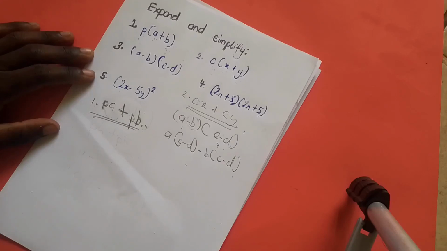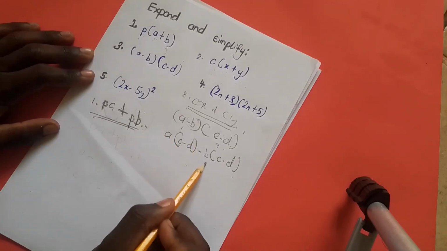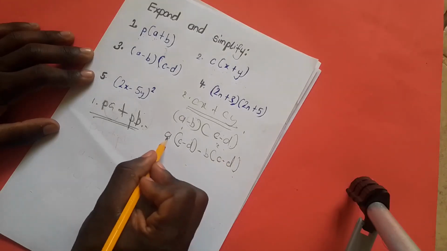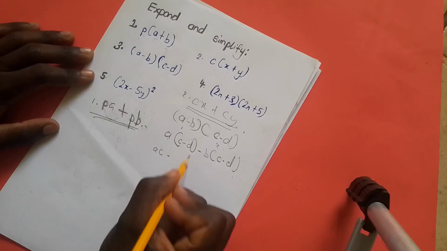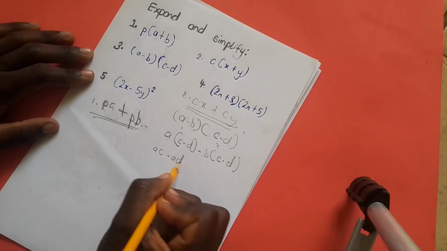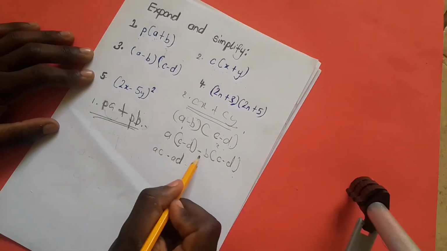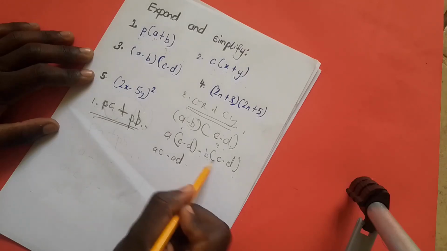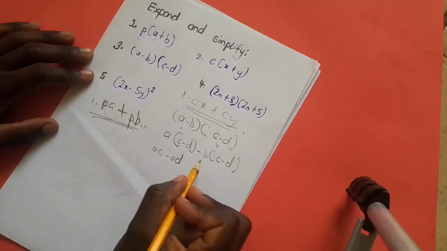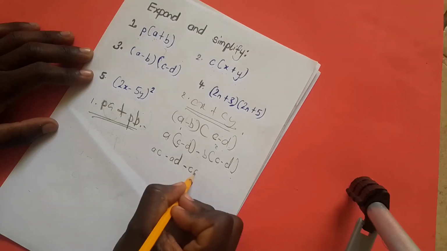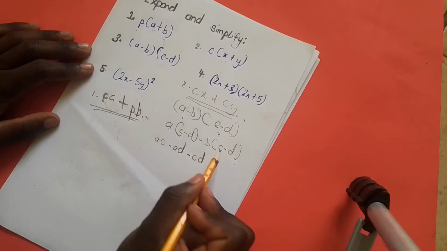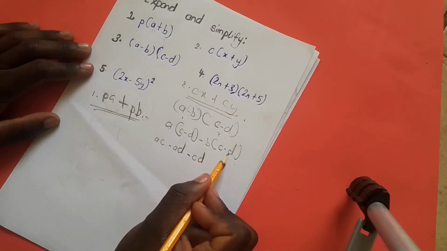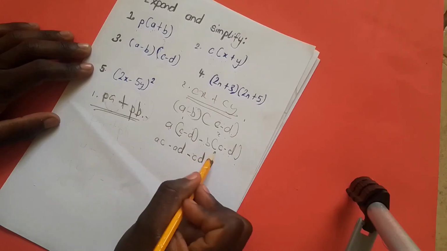The second step is just like what we were doing in the first question. A will multiply each and every term in this bracket, B will multiply each and every term in this bracket. Then just A times C, which is AC, minus A times D, which is AD. Then negative B times C, it leads to a negative BC. Then negative B times negative D.